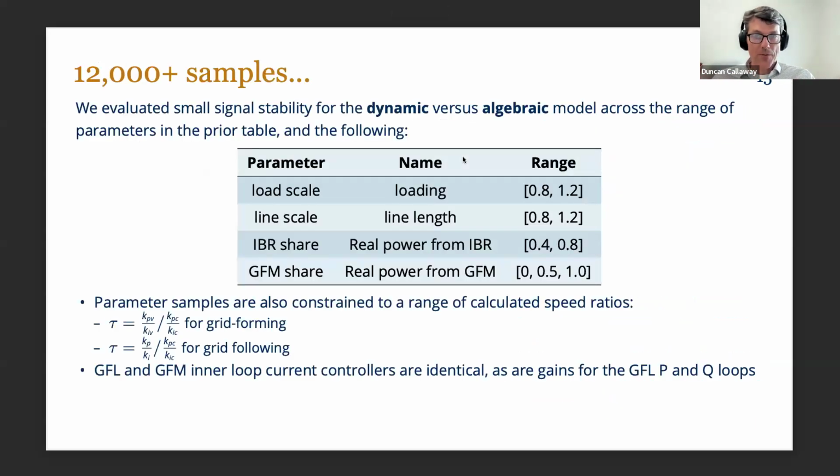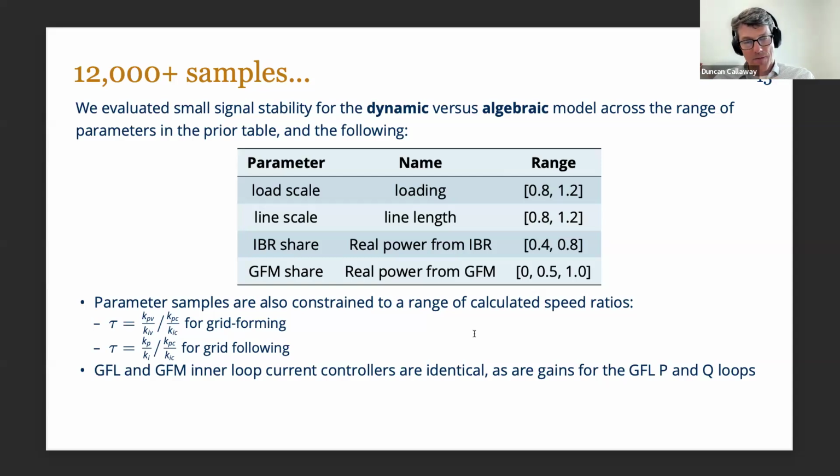So then we sampled from that range of parameters that I showed you a couple of slides ago, as well as a number of other parameters like loading on the 9-bus model and line length. This is a multiplier on the nominal level. So we looked at shorter line lengths versus longer line lengths to try to understand whether line length impacts whether or not you need to be doing dynamic simulations. And then we also looked at different levels of penetration of inverter-based resources, as well as different shares of production of the inverter-based resources coming from grid-forming inverters.